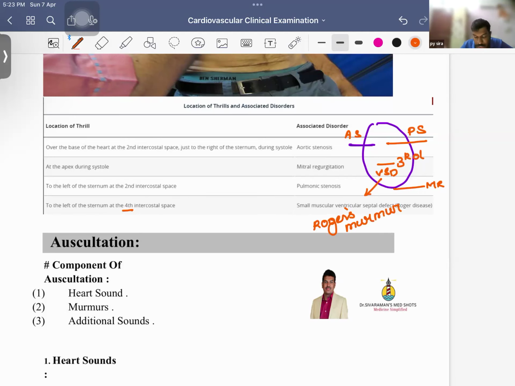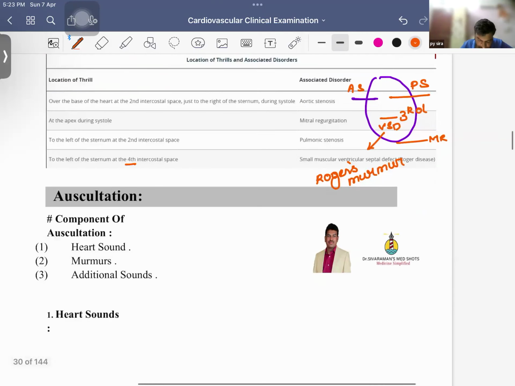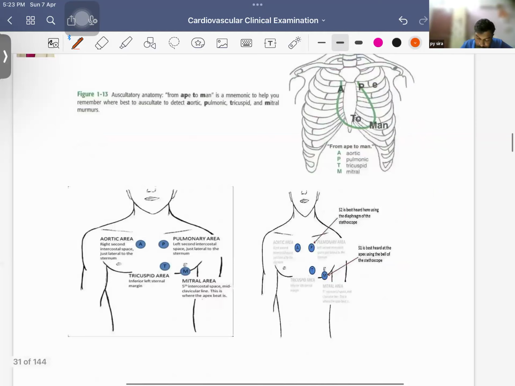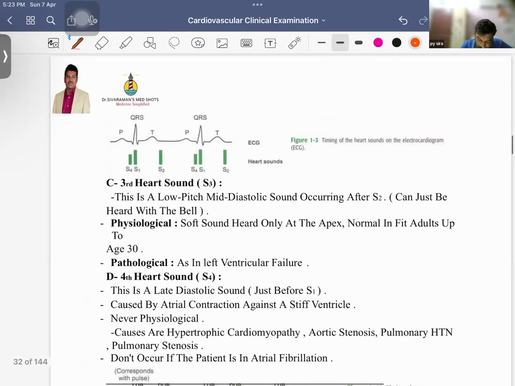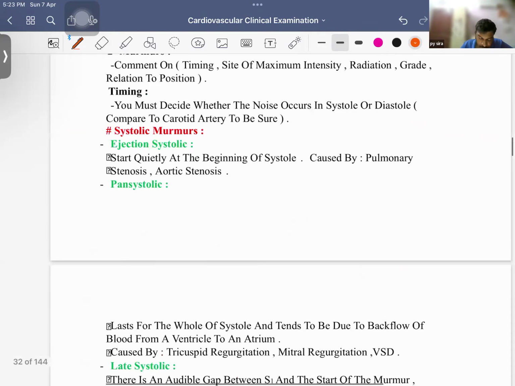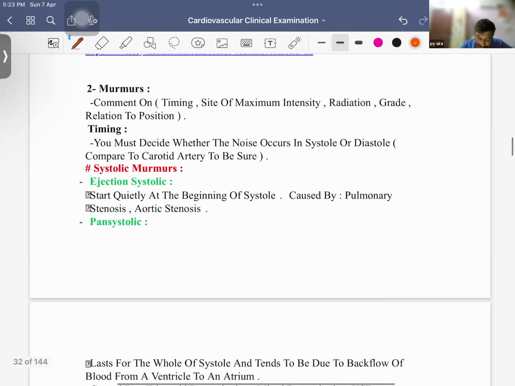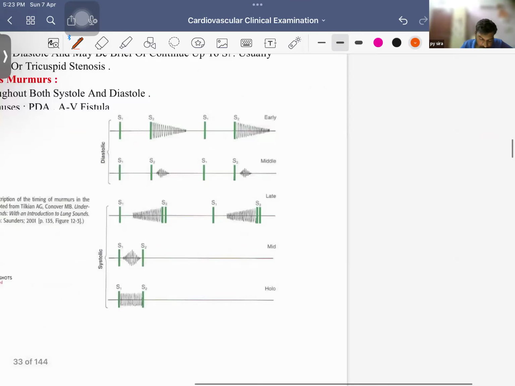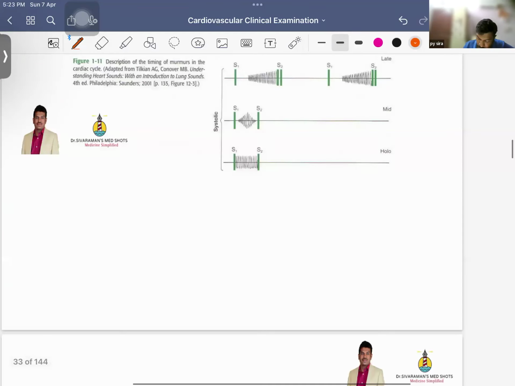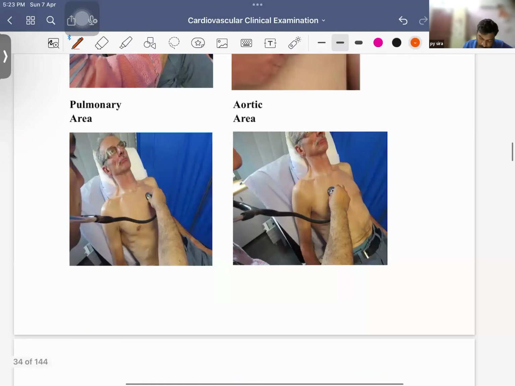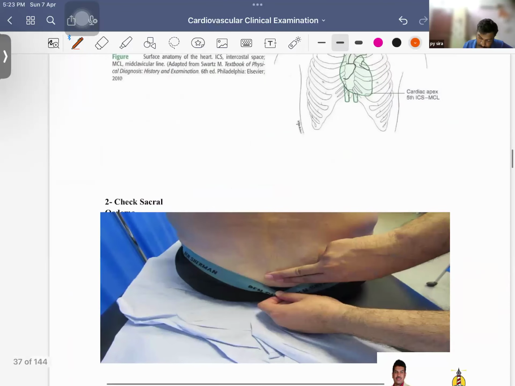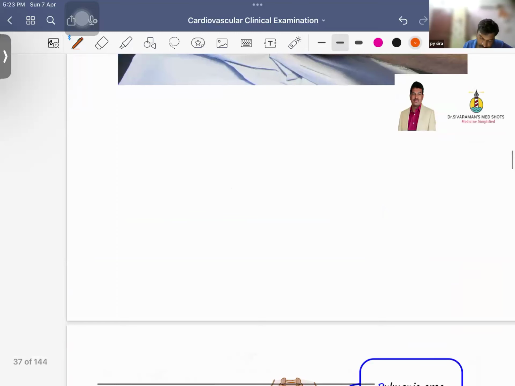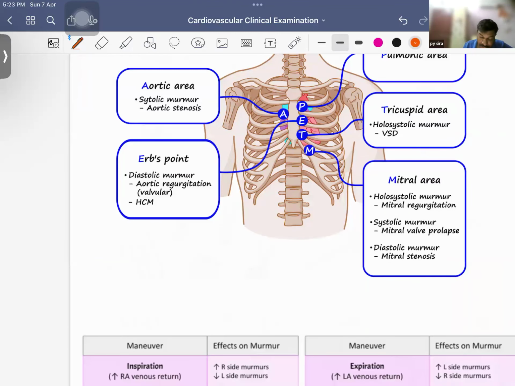So these are a few examples you have to consider. Coming to the murmur, whenever we come to murmur, it is very important to know the characteristics of the murmur. First, I'm going to draw systolic and diastolic murmurs. So these are the areas of auscultation which I already told.